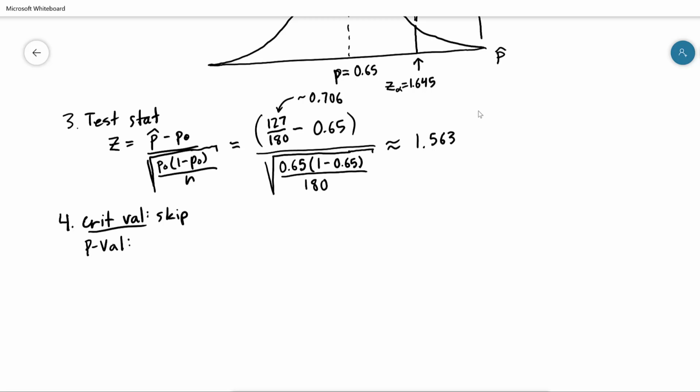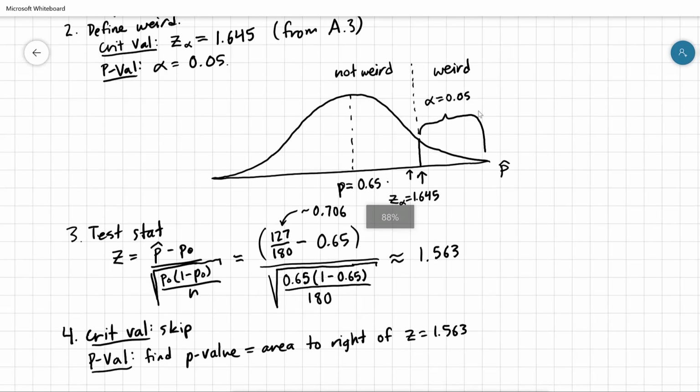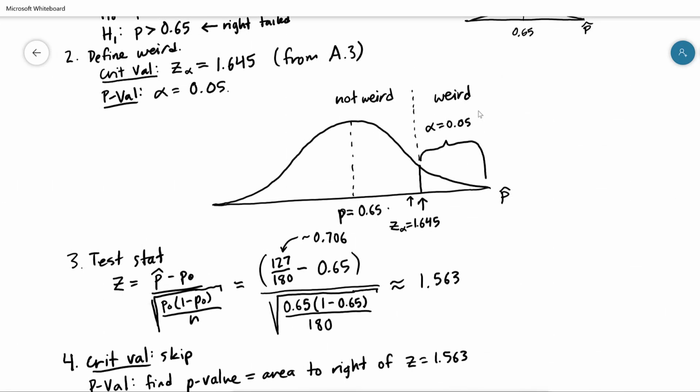If we're doing the p-value method, I need to now find the area. So we want to find the p-value, which is equal to, again, the area, in this case to the right, because it's right-tailed. Put it either way, area to the extreme. Area to the right of z equals 1.563. I just want to find, so here's where our z-score fell. Should have left more room up here in the picture. Let's go back to the picture a little bit. I'm going to rearrange this a little bit to clean this up.